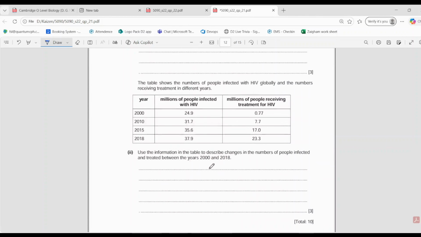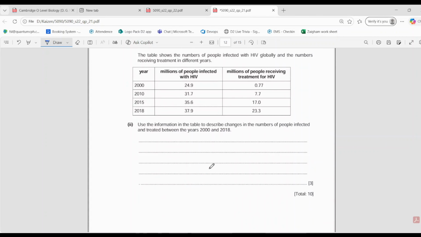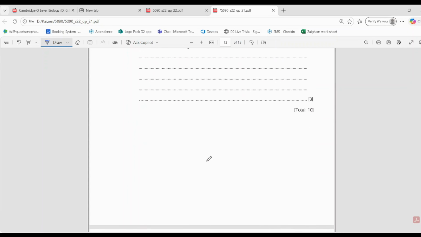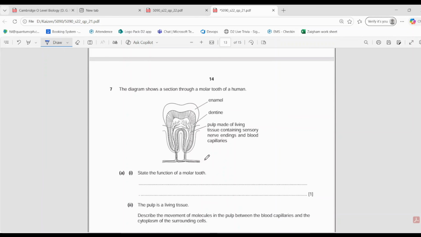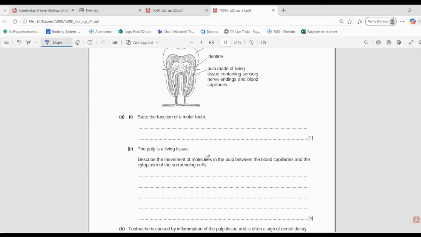Okay. Next one is use the information to describe changes in the number of people infected and treated between the years 2000 and 2018. So you have to give complete data and all the values should be given, right? Okay, so we are not discussing it for now. Okay, what is the function of molar tooth? For chewing and grinding. Okay.